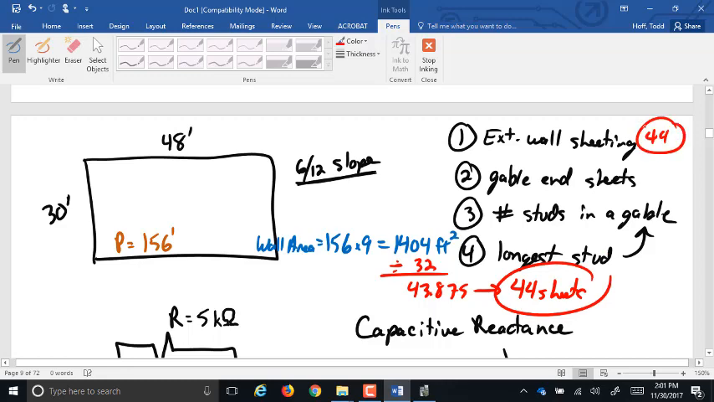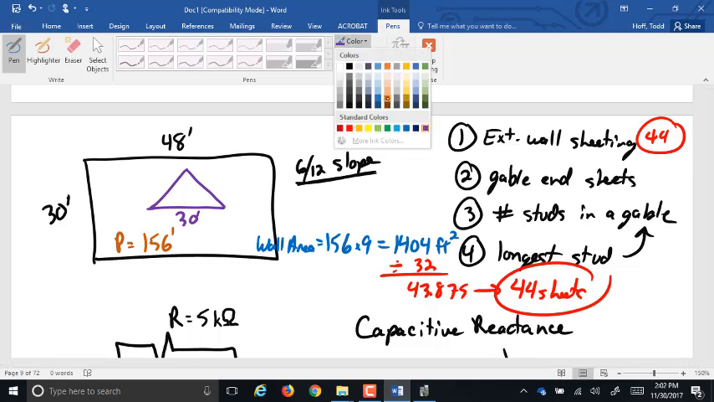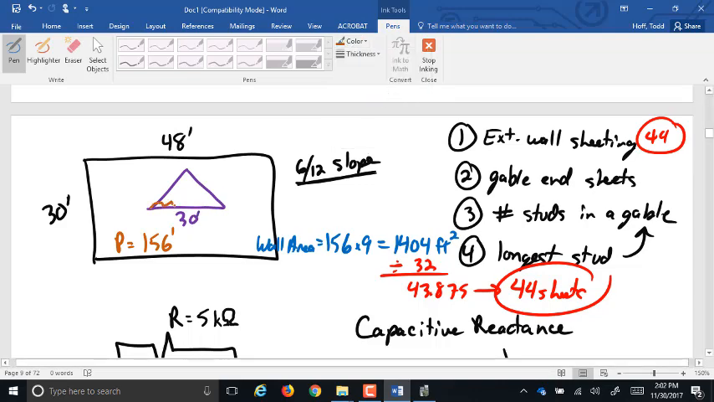Gable ends. I should have left myself a little more room here. We'll just fill it in here. This is 30 feet. So that means we have a run of 15 feet. Which means this height here is 15 times 6/12, which is 90 inches. So that actually is our longest stud right there, 90 inches.